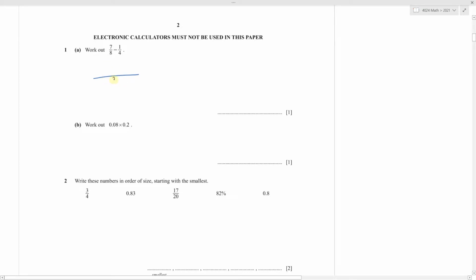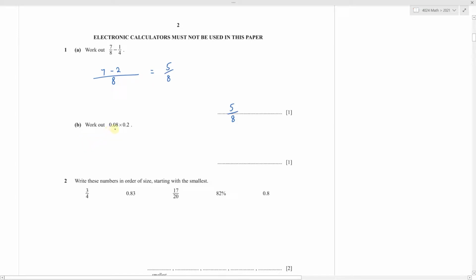I will write this 7 as it is. This 4 in the denominator was multiplied by 2 to get this 8, so we will multiply 2 in the numerator as well. So I will get minus 2. 7 minus 2 is 5, and the denominator is 8. So your answer is 5 over 8.